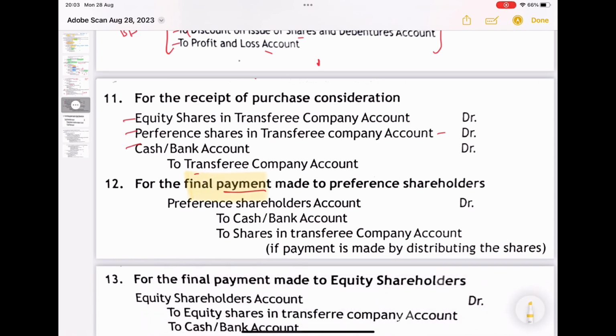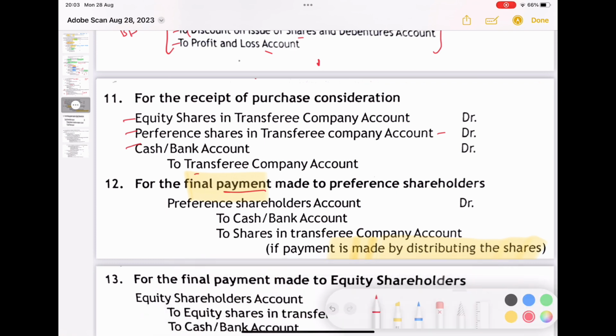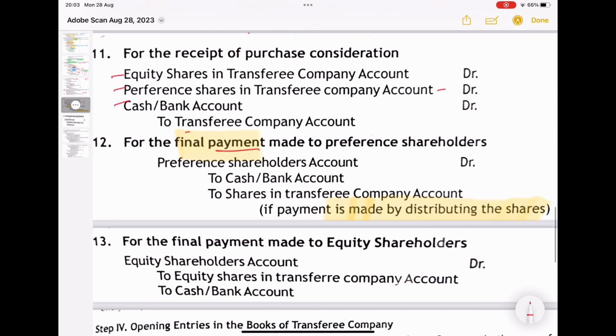Either through cash I am going to pay them, or through equity or preference shares only. So the preference shareholders account debit, with the value which I have calculated earlier, to cash account or to shares in the transferee company's account. See, if payment is made by distributing shares, then we have to pass this one, or else we should not write this. We have to directly make the cash entry only.